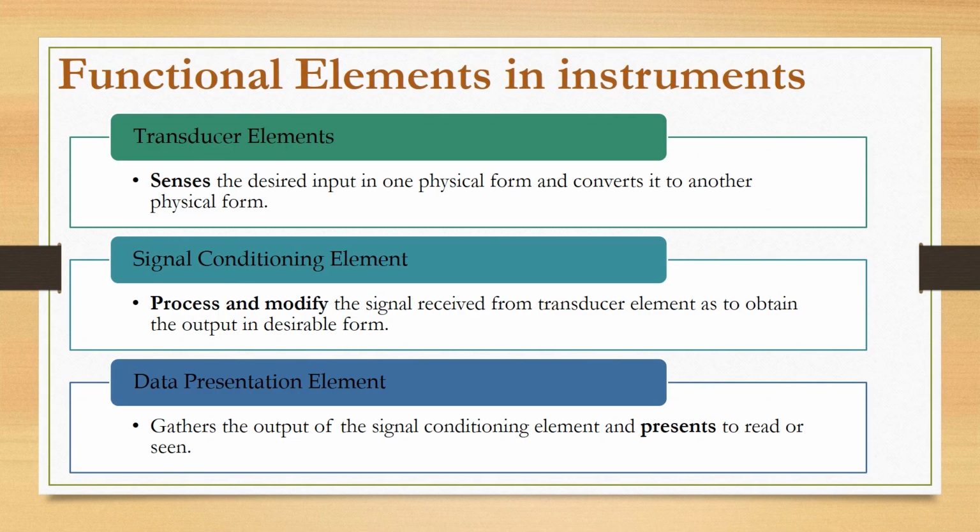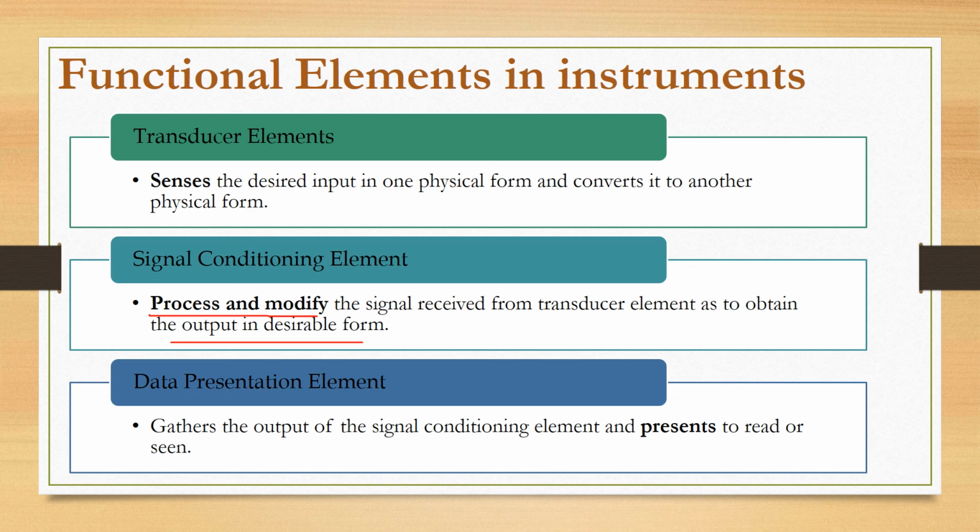So let us see what is the function of signal conditioning element. The function of signal conditioning element is to process and modify the signal received from transducer element so as to obtain the output in desirable form, because the output of the transducer is not always in convenient form.